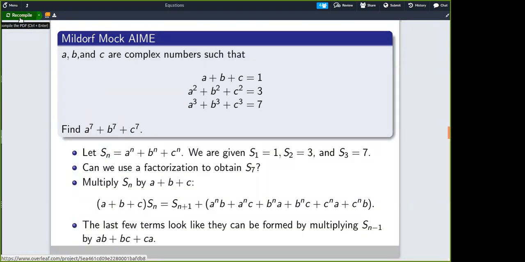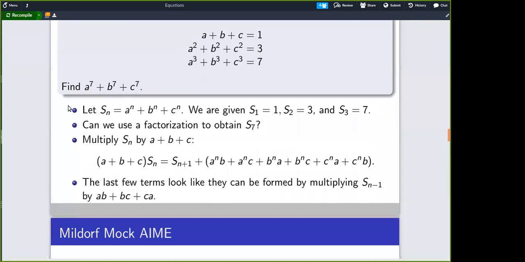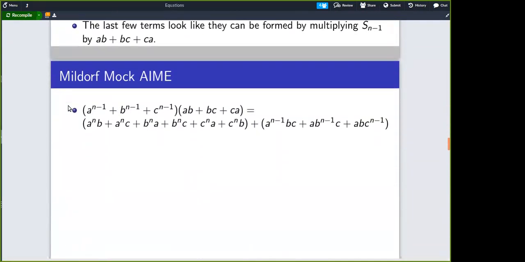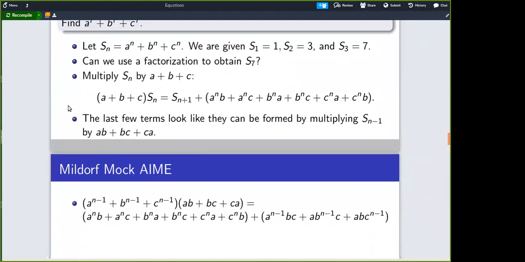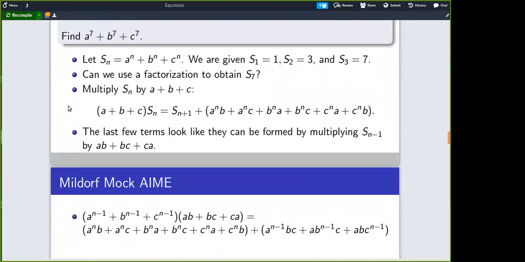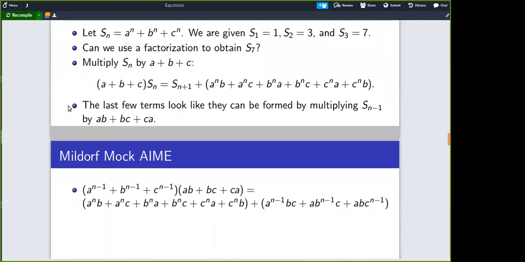Brian, it's on the next slide. Yeah, so we are basically just deriving Newton's sums here. But this is how you would go about finding it, yeah.